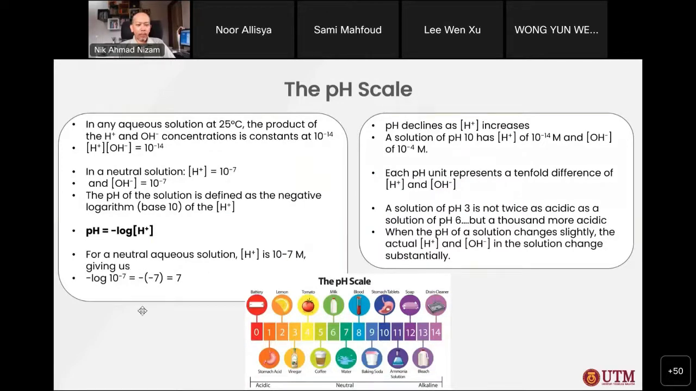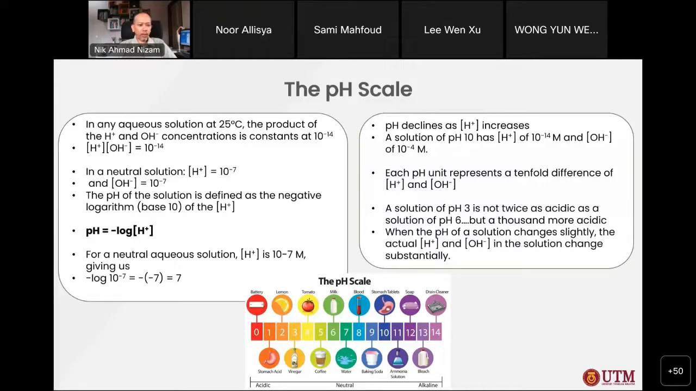A little bit about the pH scale. In any aqueous solution at 25 degrees Celsius, the product of the concentrations of H+ and OH- is constant, around 10 to the power of negative 14. So in a neutral solution, there are equal concentrations of H+ and OH-, which is 10 to the power of negative 7.